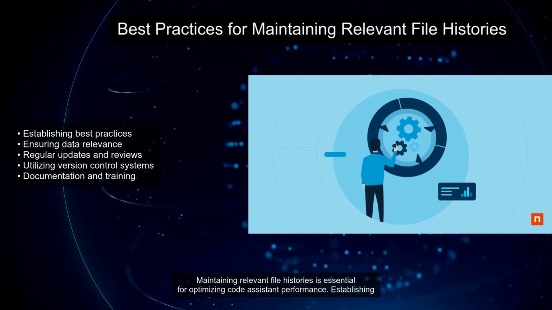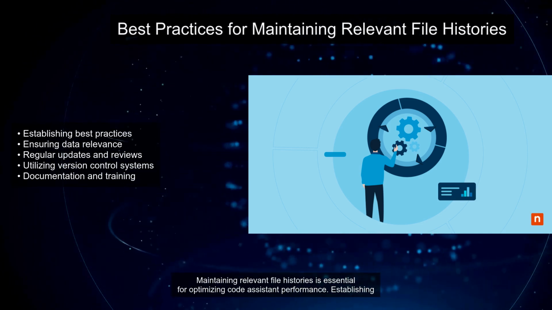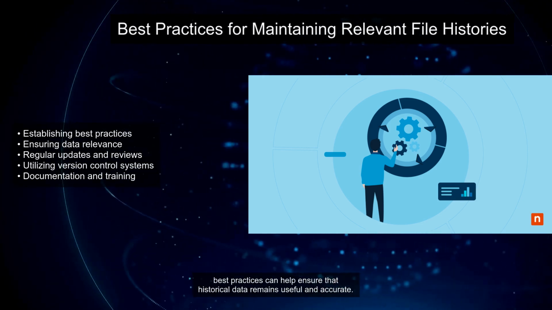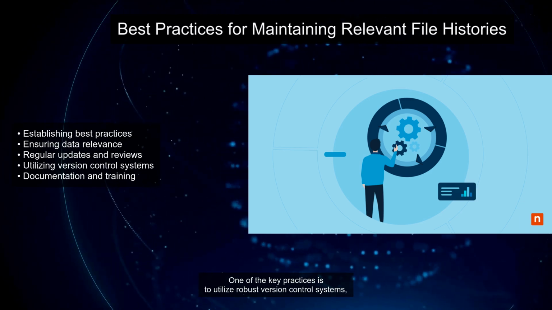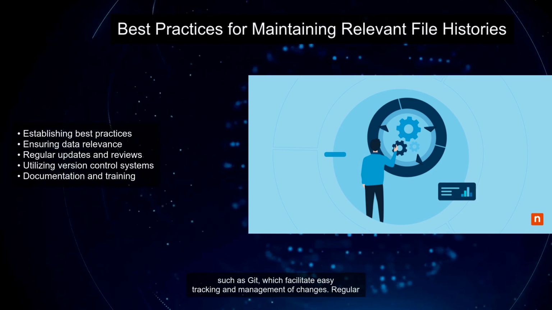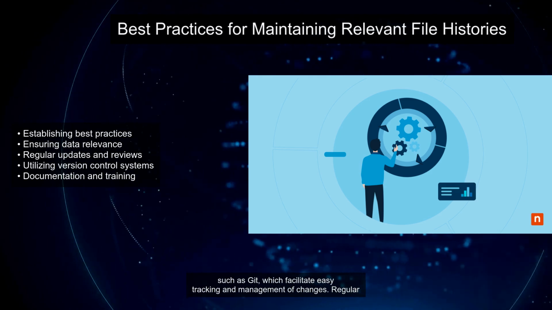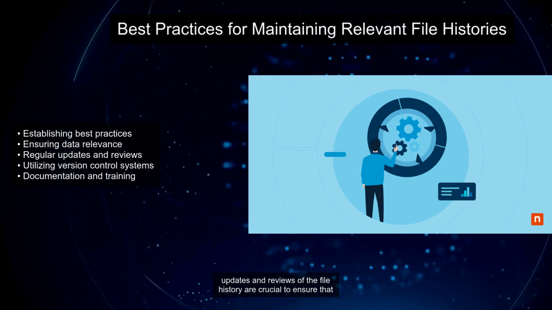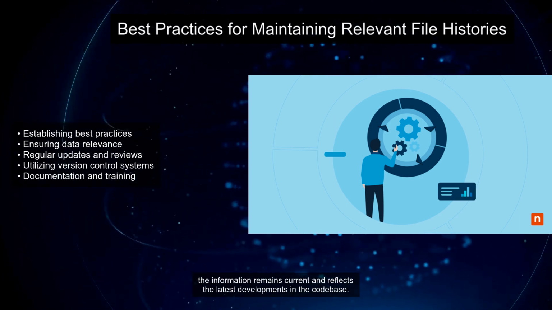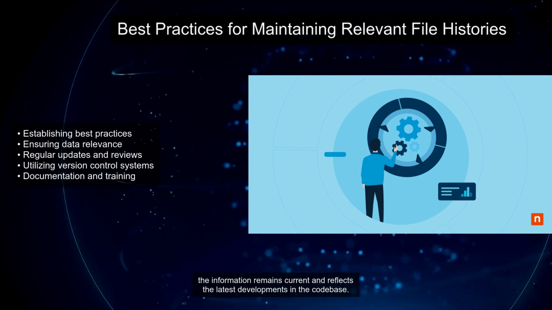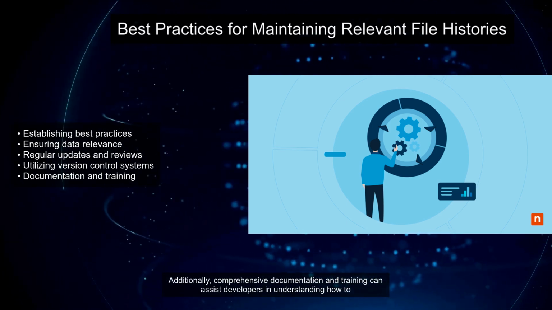Maintaining relevant file histories is essential for optimizing code assistant performance. Establishing best practices can help ensure that historical data remains useful and accurate. One of the key practices is to utilize robust version control systems, such as Git, which facilitate easy tracking and management of changes. Regular updates and reviews of the file history are crucial to ensure that the information remains current and reflects the latest developments in the codebase.